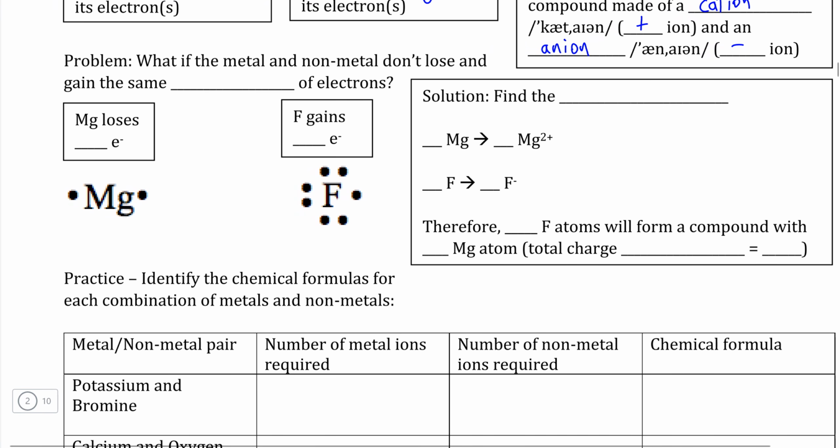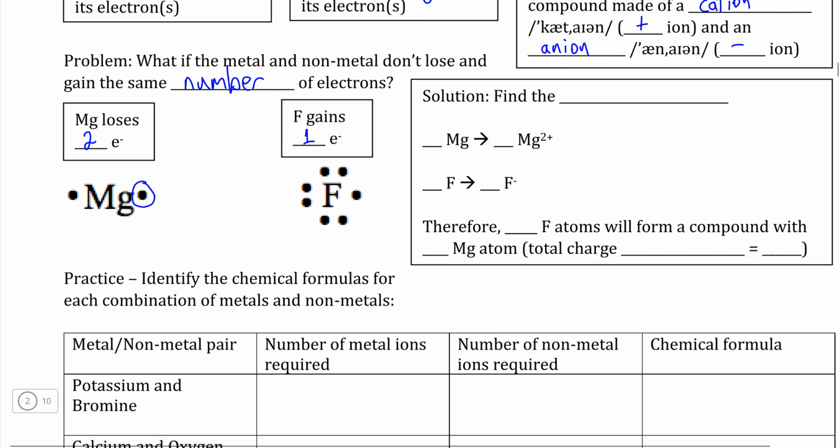Now, what about where we're dealing with situations like this? What about in the situation where we've got a metal and non-metal pair where the 2 do not lose or gain the same number of electrons? So here we can see that because magnesium has 2 valence electrons, it's much easier for magnesium to lose 2 than it is to gain 6. And conversely, because fluorine already has 7 valence electrons, it's much easier for it to gain 1 rather than to lose 7.